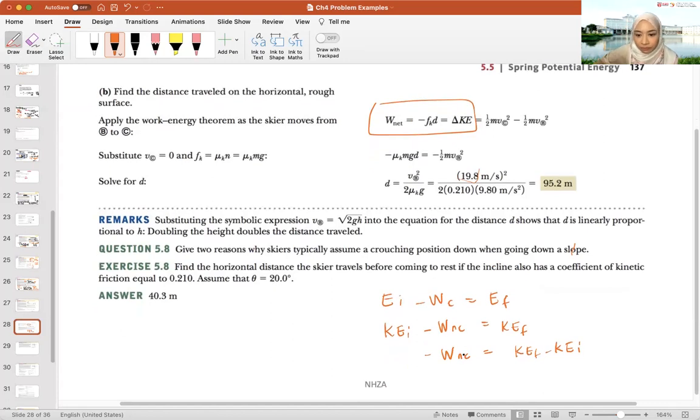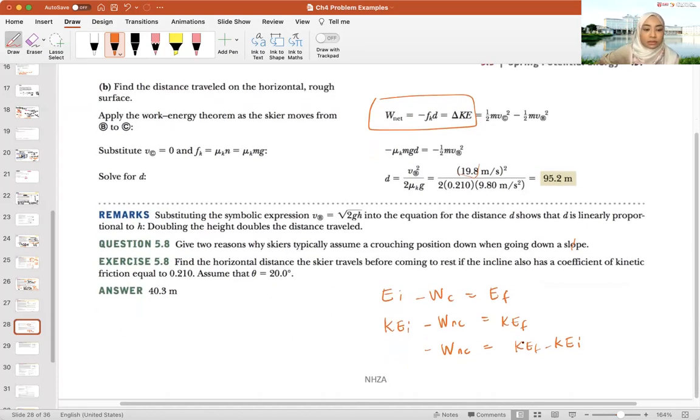It's the same. Or this is also the work energy theorem. W net equals change in KE. This is the work energy theorem. However, here we have W net as only this term. So when we have friction, we are doing work to overcome the friction, and this is equal to the change in kinetic energy.